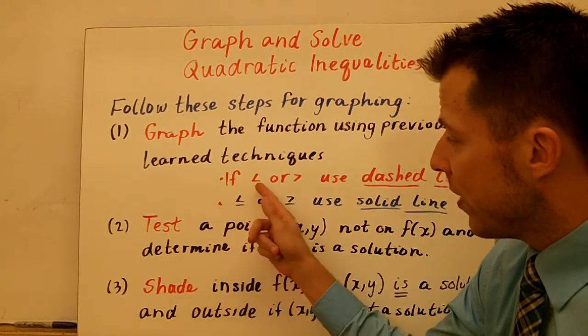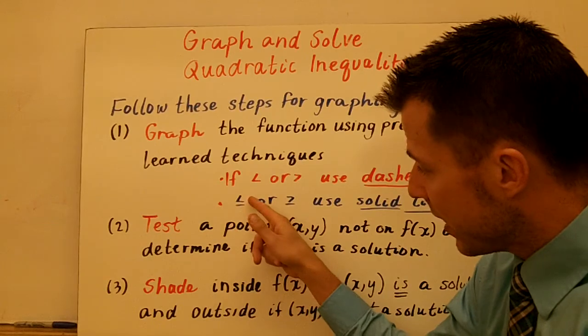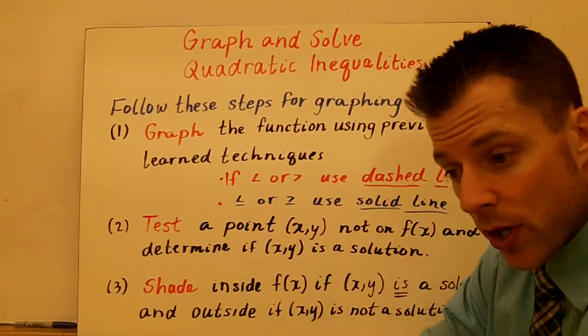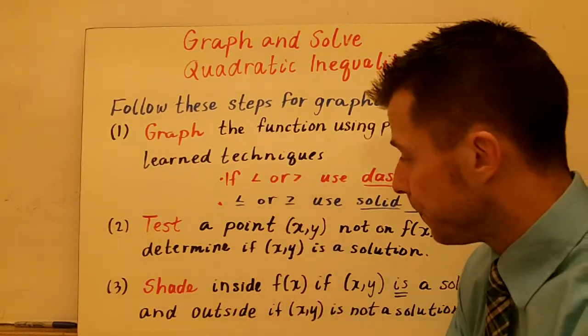Two notes to add: if you have a less than or greater than sign, use a dashed line. If you have a less than or equal to sign or greater than or equal to sign, use a solid line when you're connecting that smooth curve. Okay, so that's really important.